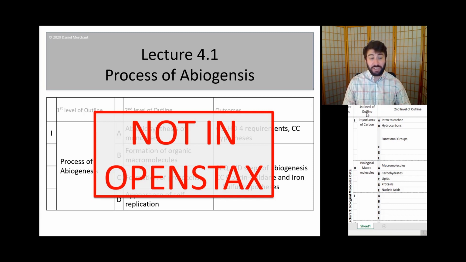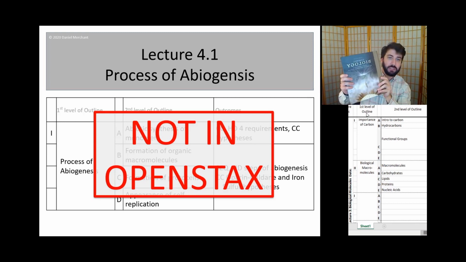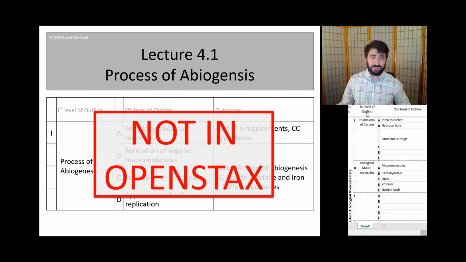So the figures that you're going to see in this next lecture and in lecture 4.2 are actually from Campbell Biology. This one right here, which I realize is backwards to you guys, but that's fine. If you go to the 10th edition of Campbell, that's where you can find all the figures that I reference in this lecture. Now, that said, you don't have to do that.